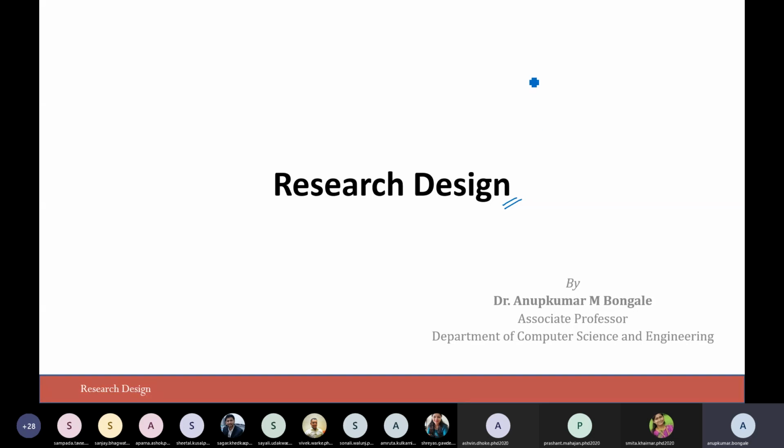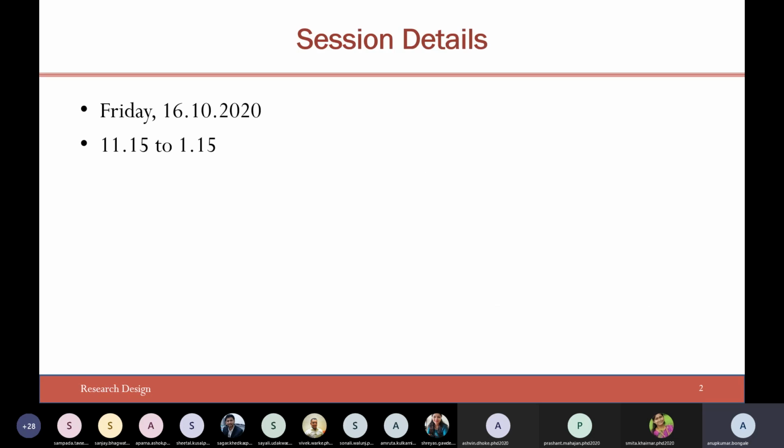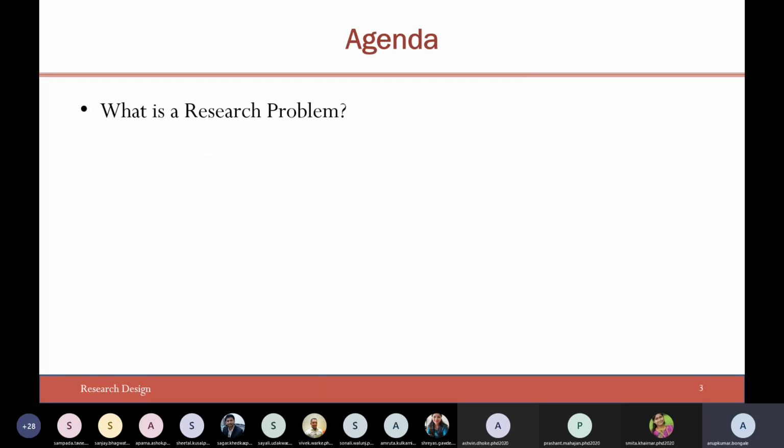What we are going to discuss in today's session, which is from 11:15 to 1:15, is the agenda: what is a research problem, and we'll also look at what we mean by selecting a research problem, what are the phases that you have to undergo, and what are the challenges that you usually will face. So all those issues we'll try to look into.